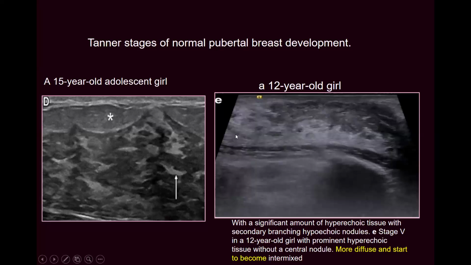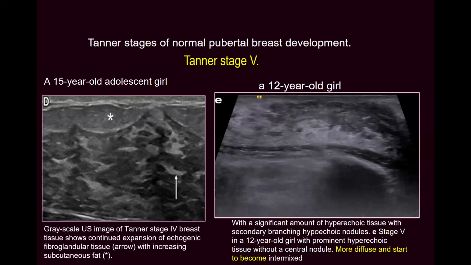This is a little bit more diffuse, though it simulates the central hypoechogenicity and peripheral hyperechogenicity, but now you can see oval hypoechogenicity within this hyperechogenicity. In this one, these are oval hypoechogenic areas diffusely scattered throughout a hyperechogenicity, and this represents a mature, or stage 5, mature breast tissue. Are you following me?